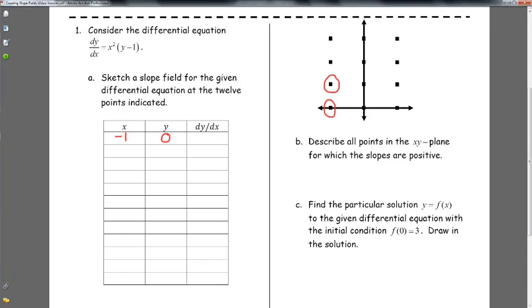And the one above it would be (-1, 1). And then (-1, 2), (-1, 3). That gets me to the top of all my points where x is equal to -1. These are all coordinates, so we're writing down the points.